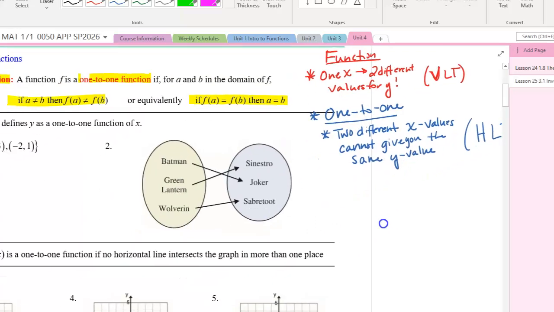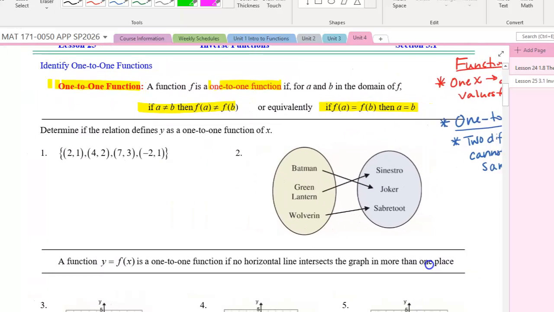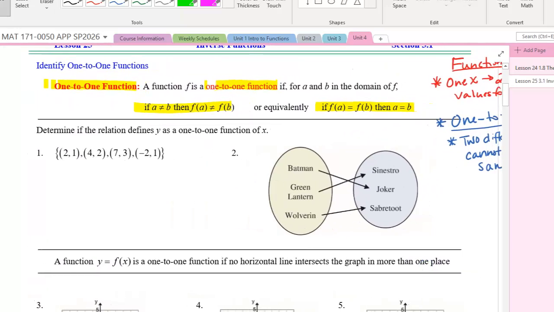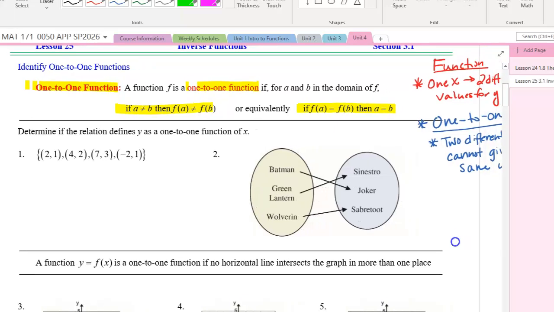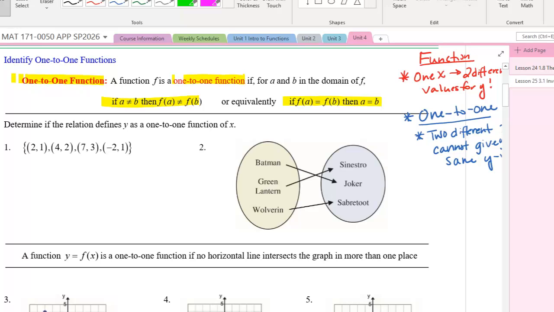But first, let's look at these two relationships and determine if they are one-to-one. So in example 1, we have the relationship that maps 2 to 1, 4 to 2, 7 to 3, and -2 to 1. Is that one-to-one? Is there one x that yields a different y every time? I'm sorry, I said that wrong. Is there a value of y that belongs to two different x's? That's what I should have said.